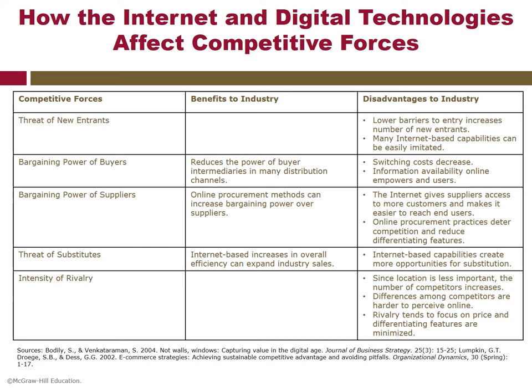The internet could provide more disadvantages in the aspect of rivalry, since location is less important. There will be a lot of competitors, and differentiation among competitors will be harder to perceive online, because sometimes the product online is different from the actual product. Because of the internet, the rivalry will intensify, as customers will focus on price and the different features of the products will be minimized, because you will be able to find available options online.